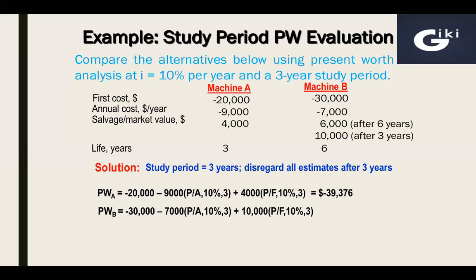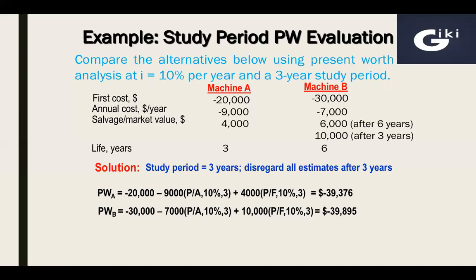So make it clear that here we need to use study period rather than life of the machine. That is 10% and 3 years. And the salvage value at the end of third year is $10,000. So P over F factor for 10% and 3 years with 10,000. The resulting amount is minus $39,895, which is slightly or marginally higher than the present worth of machine A.